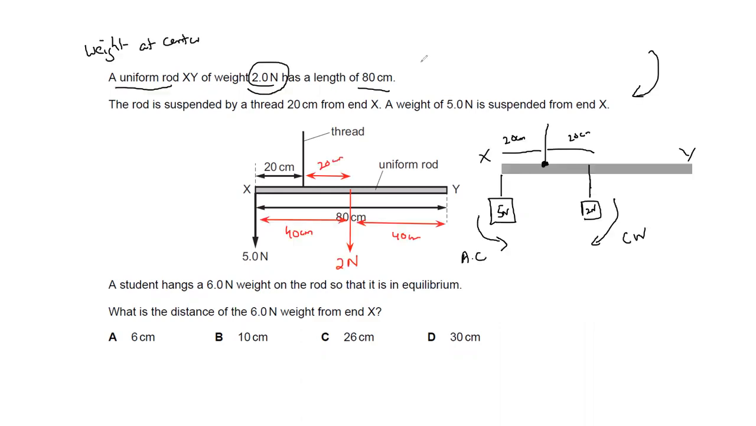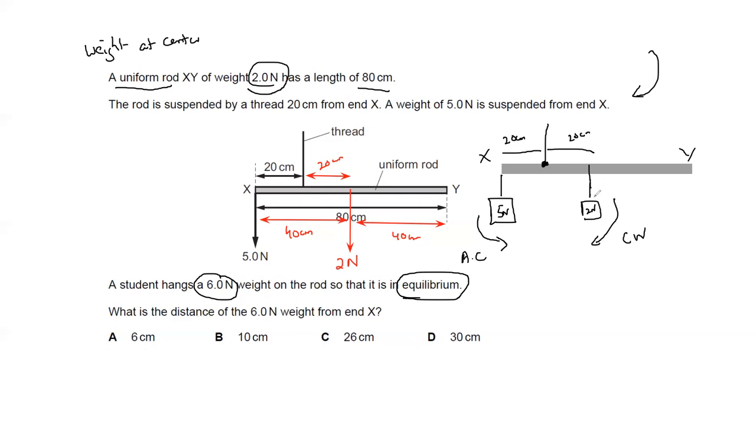Why it will not be balanced here? Because the moment caused by the 2 Newton force will be smaller as compared to the moment caused by the 5 Newton force, because they are at the same distance. So a student hangs a 6 Newton weight so that it will be in equilibrium. It will balance. So where should I attach a 6 Newton weight? On the right hand side of the thread or the left hand side to balance it?